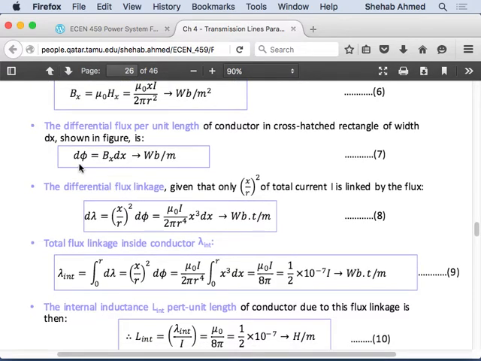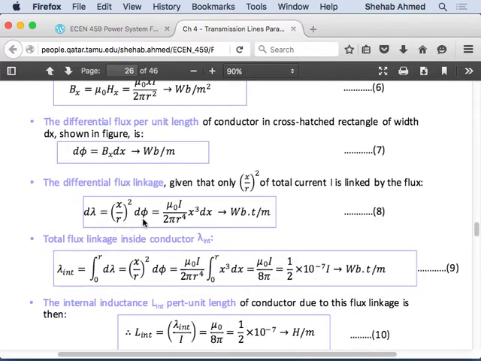I can calculate that, but my objective is to calculate the flux linking the portion of the conductor internal, inside, a portion of the conductor, not the full conductor. So I have to find the relationship between flux and flux linkage. The relationship between flux and flux linkage for this area of the conductor is the ratio of the two areas as well, right? So this is the relationship between the flux and flux linkage.